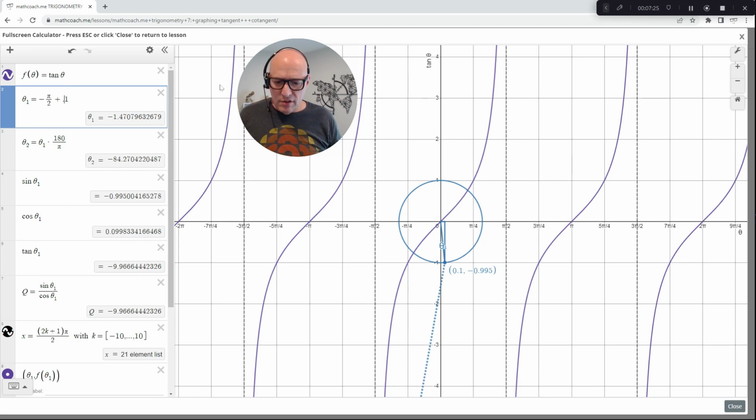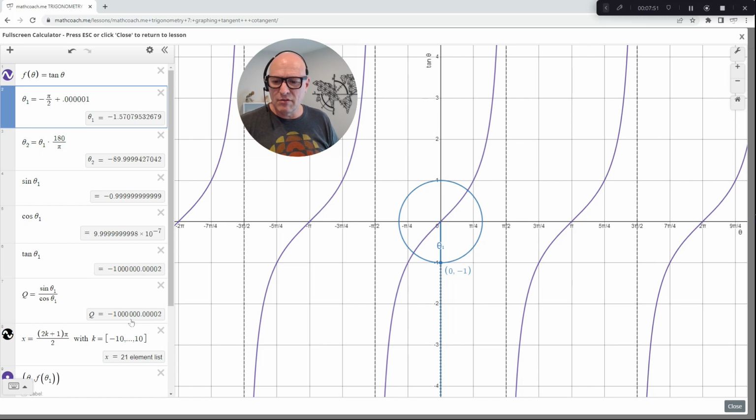And if I were to make this even smaller, negative pi over 2 plus 1/100ths, then it goes to minus 99. So that got quite a bit larger. And I can make this difference smaller and smaller, getting closer and closer to negative pi over 2, and this number is getting larger. Now we're at negative a million, negative 999 million, negative a billion right there. So as we are approaching negative pi over 2, we can see this line.